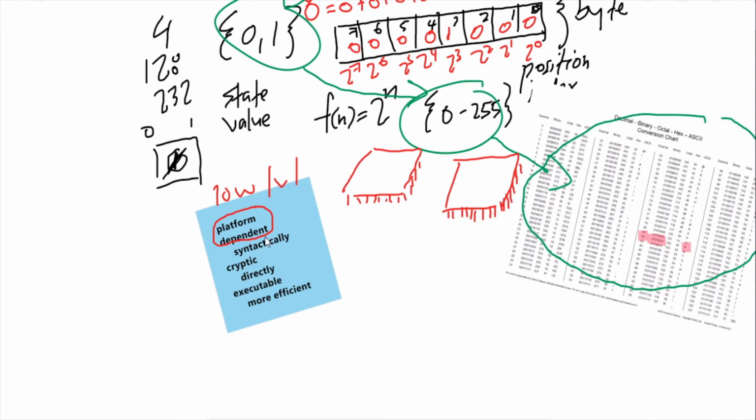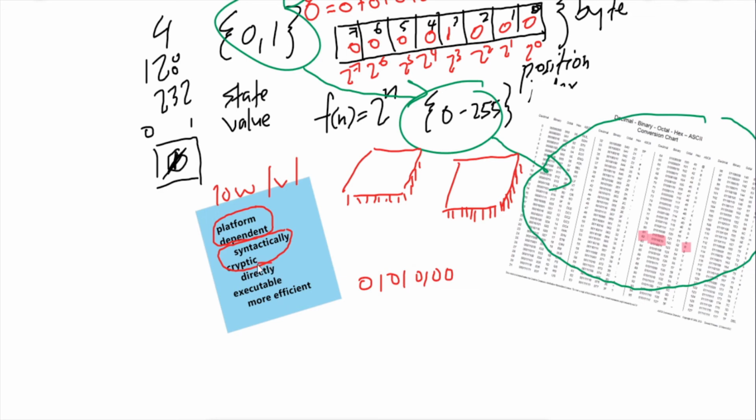Low-level programming languages are syntactically cryptic. Think about reading pages and pages of zeros and ones and how strenuous that would be on the eyes. And so for this reason, low-level programming languages are said to be syntactically cryptic.